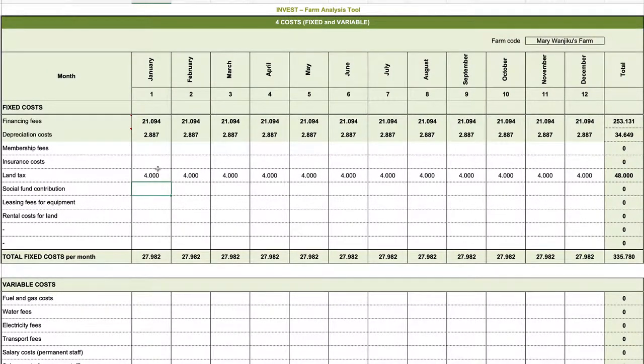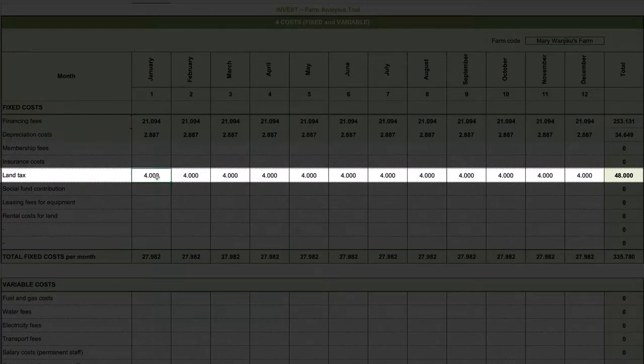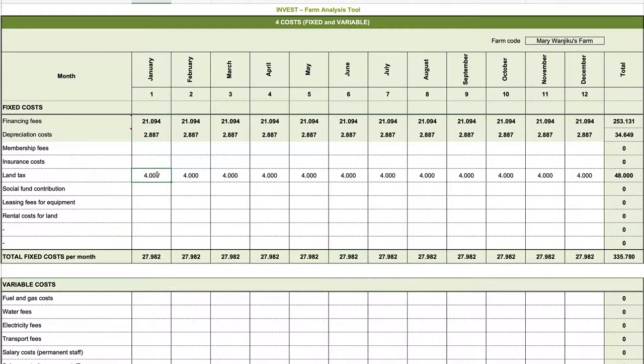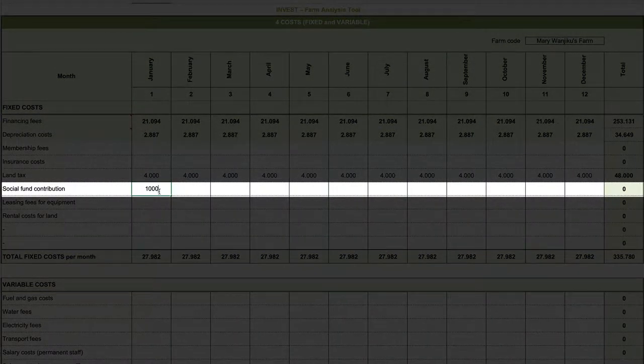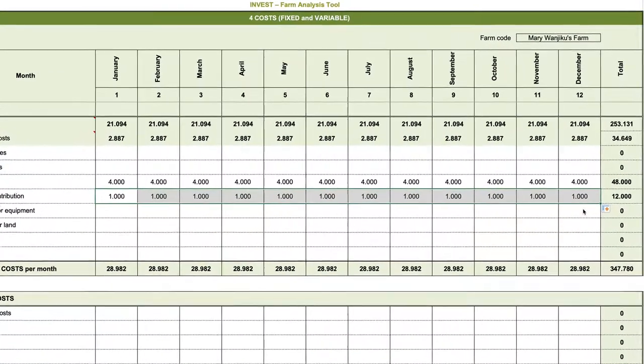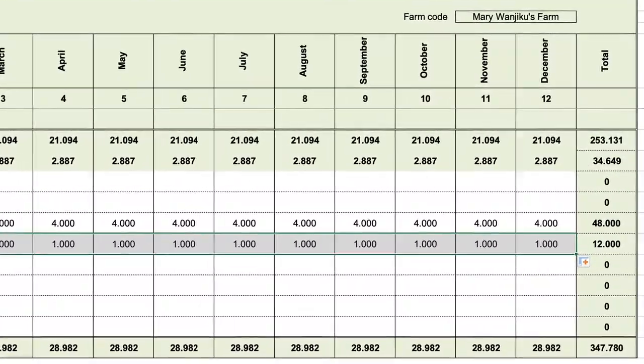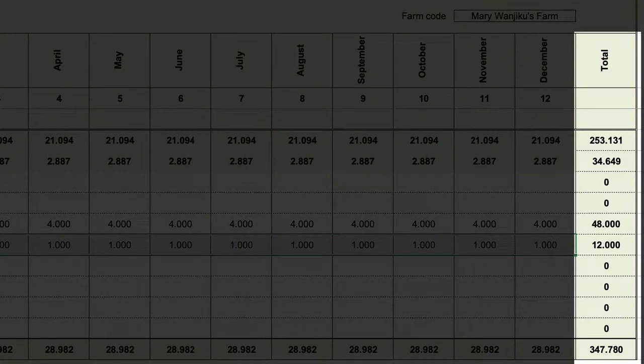We know from the country case card that Mary pays a monthly land tax of 4,000 Kenyan shillings and a monthly contribution to the social fund of 1,000 Kenyan shillings. Now we can see that a sum of 347,780 Kenyan shillings is calculated as a total fixed cost per year.